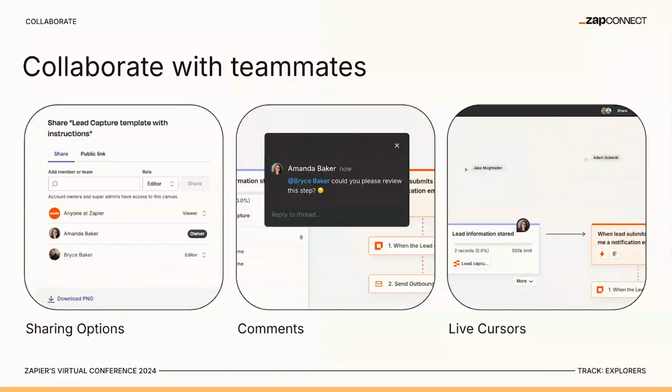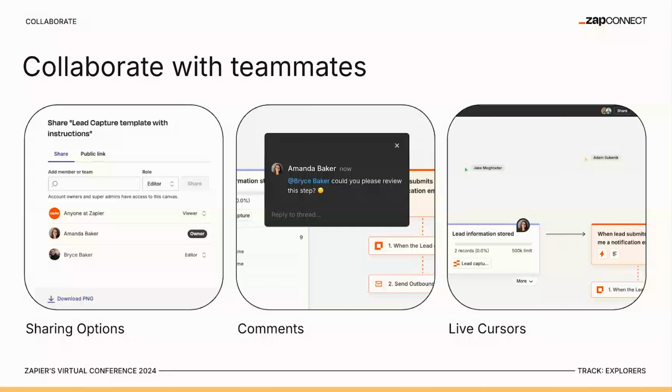Commenting is useful for discussions with teammates, whether to seek approval on a proposed process, leave a note about a potential gotcha in a Zap, or ask for help. Here we can see I'm discussing part of the process with Bryce, and he would get an email notification alert so he can easily jump back into the Canvas.